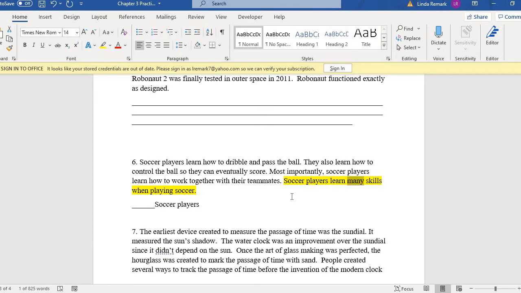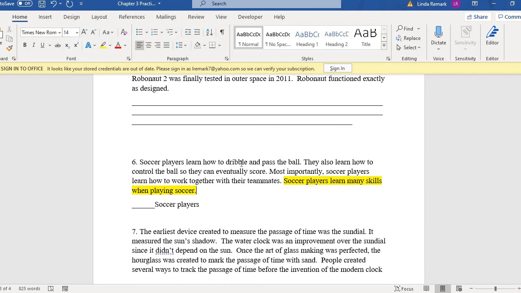Now, what I do is I turn my main ideas into a question to see if the rest of the paragraph can answer that question. And if it can answer it, I know I found the right main idea. So if I took my main idea and turned it into a question, what skills do soccer players learn when playing soccer?